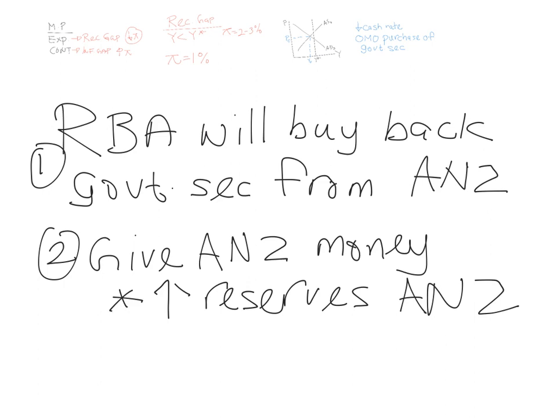Okay. This has the net effect of increasing the supply of reserves in the economy, and with no change in the demand for reserves, reducing the cash rate. What does that look like? Let's draw it up now.